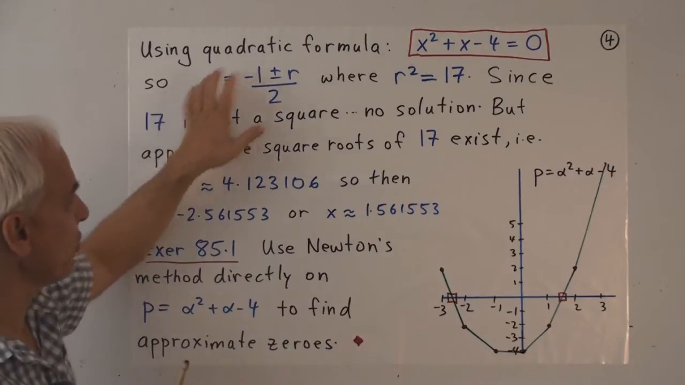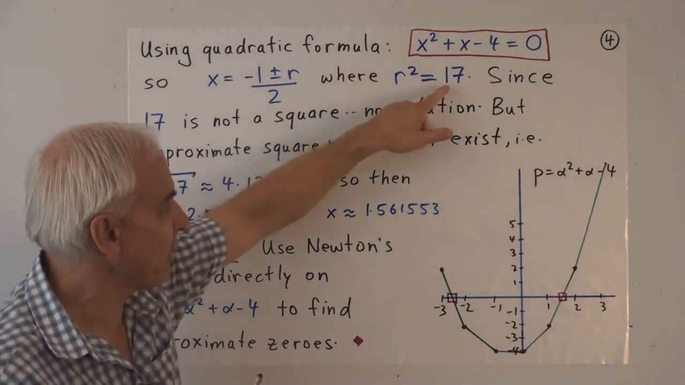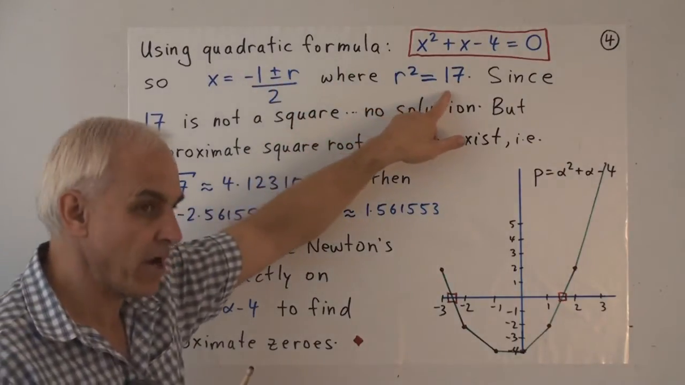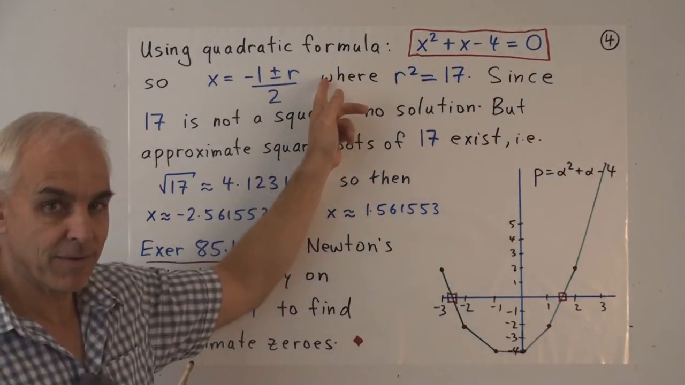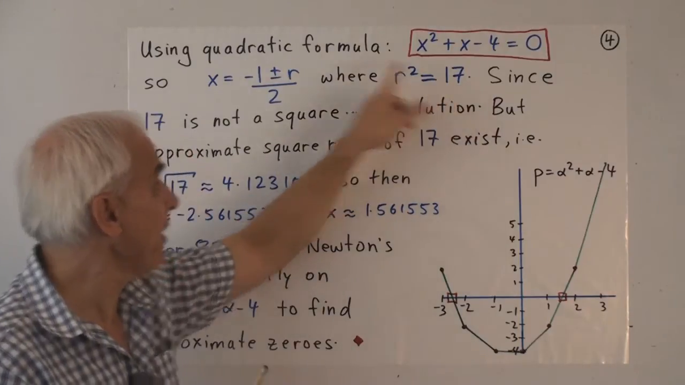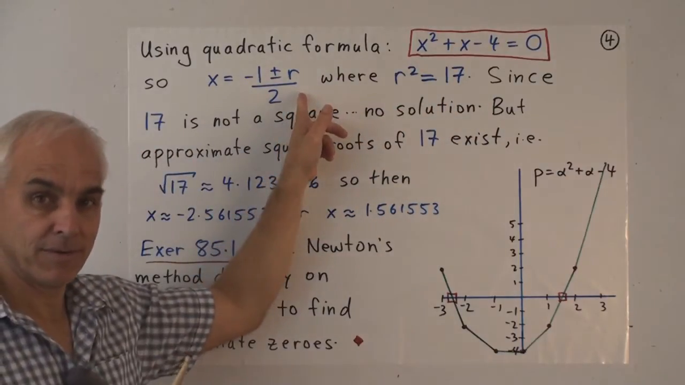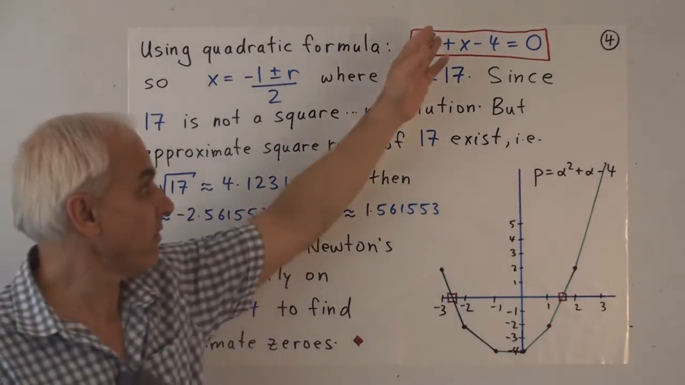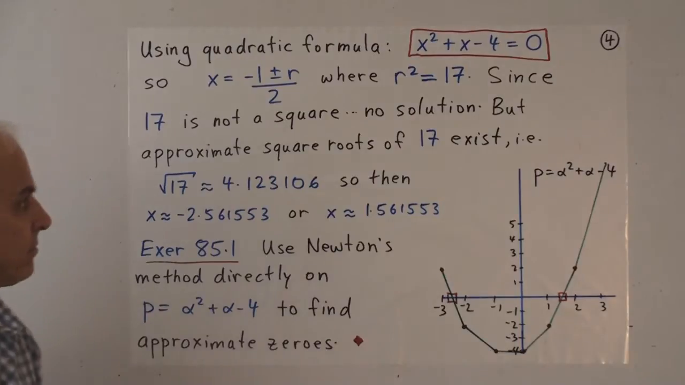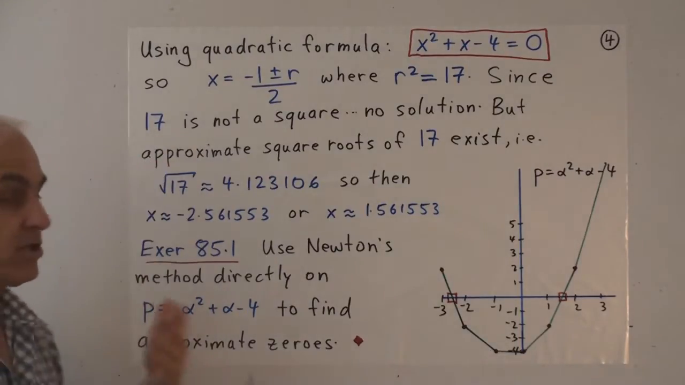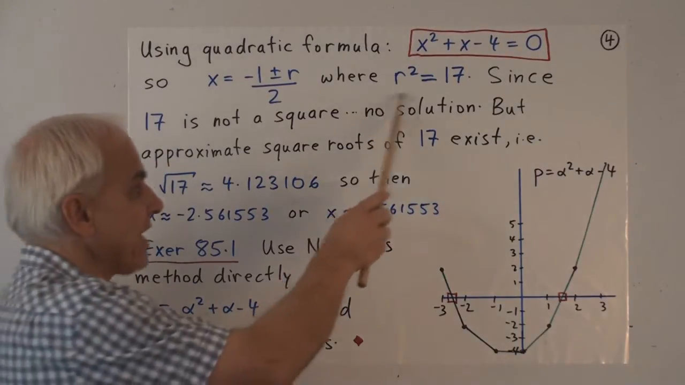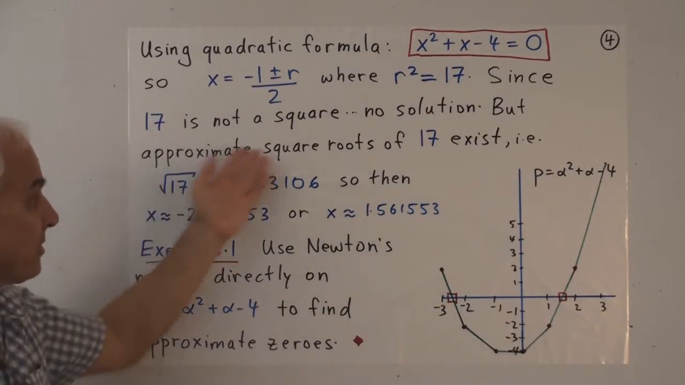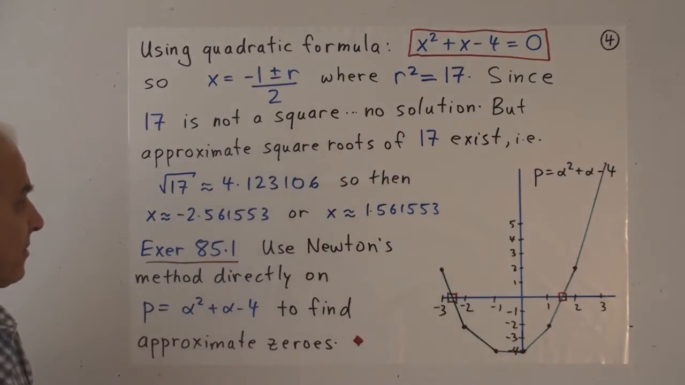Okay, so there's a solution as long as you can solve this equation r squared equals 17. If you can solve that equation, then you get a solution. If you can't solve that equation, you're not going to get a solution. If you can solve this equation approximately, then you get an approximate solution. If you can't even solve this approximately, you can't even get an approximate solution to that quadratic. Okay, so 17 is not a square, so there is no exact solution. But 17 is positive, so approximate square roots of 17 exist.